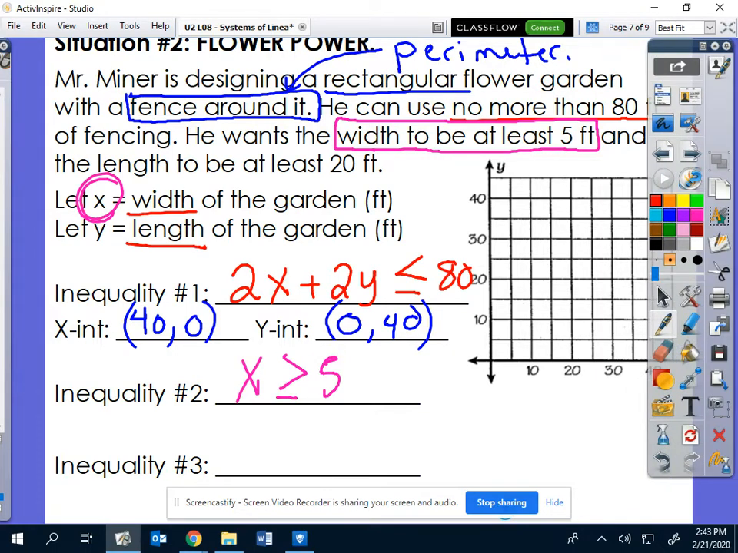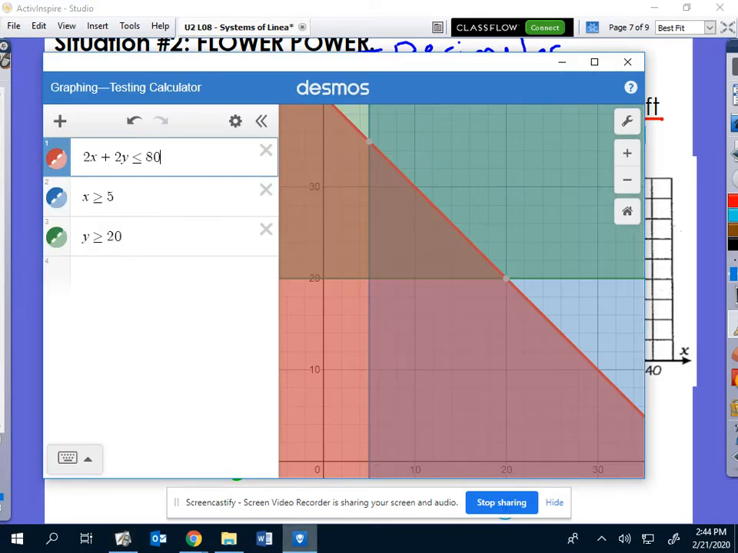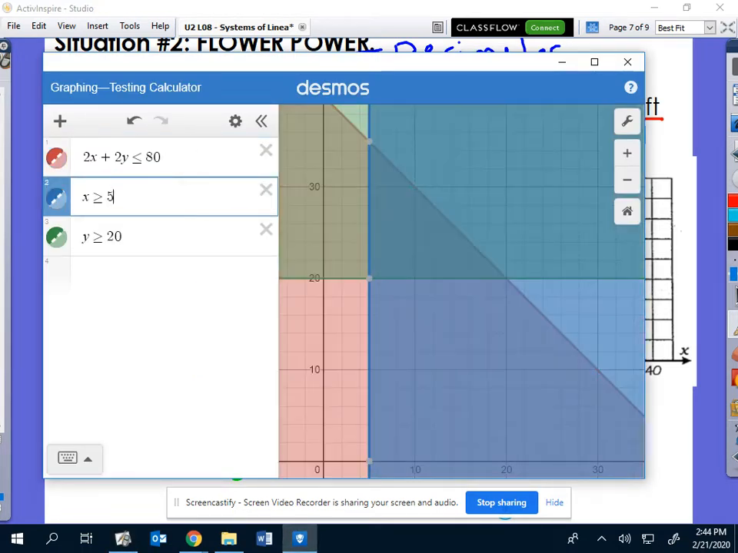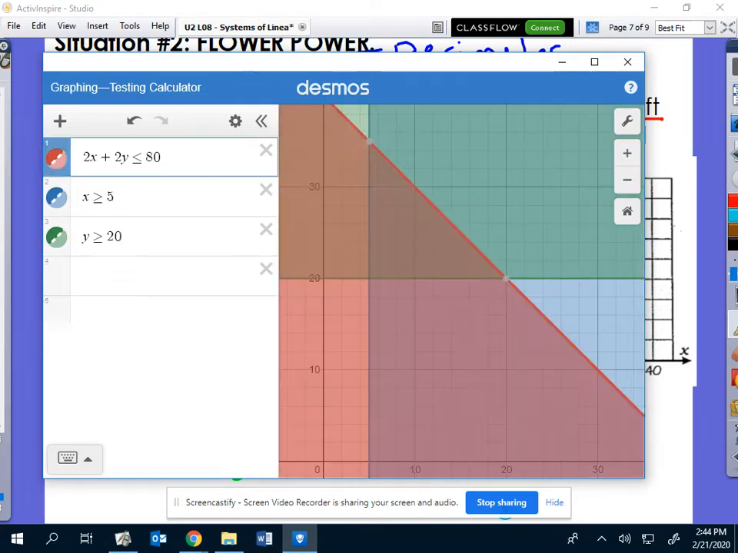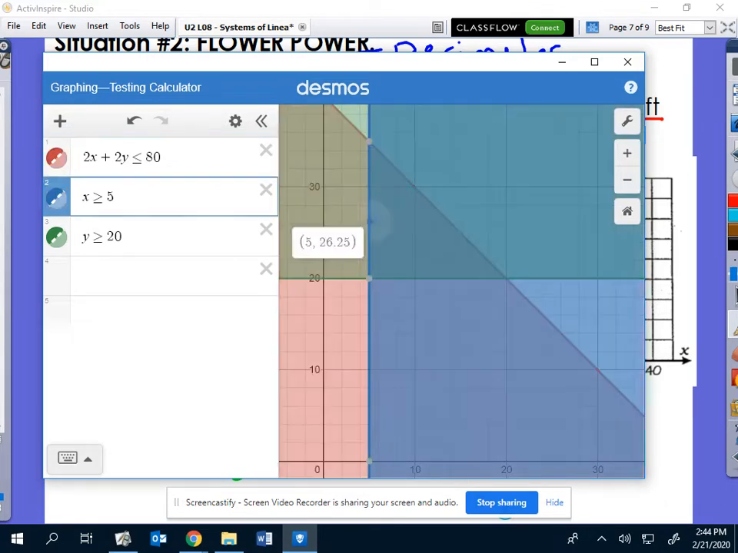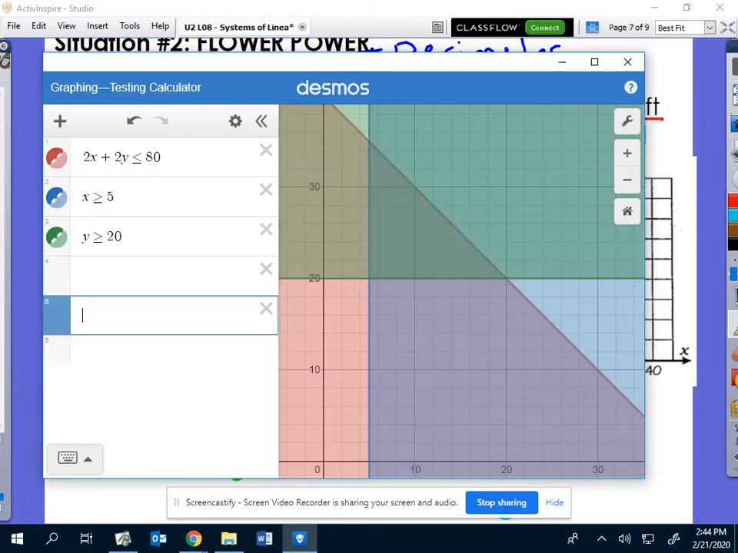Same idea goes for the next one. The next one, the length has to be at least 20 feet, right? So that means that y, my length, has to be greater than or equal to 20, right? So we actually now have three inequalities, and we could graph all of those. So that's exactly what I did already here in Desmos. So if we type in our first one, second one, third one, you get this crazy shape, and it might be kind of hard for you to see right now, but you get this red triangle, blue, you see green. So you see this triangle looking thing where they all intersect, where they all overlap with each other.